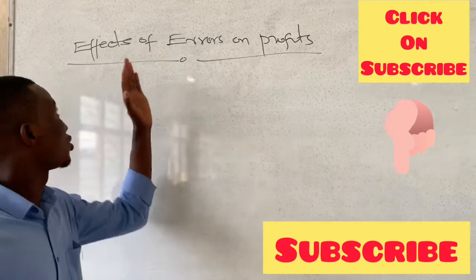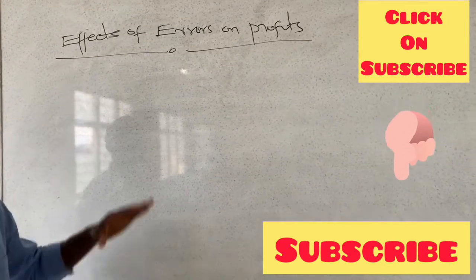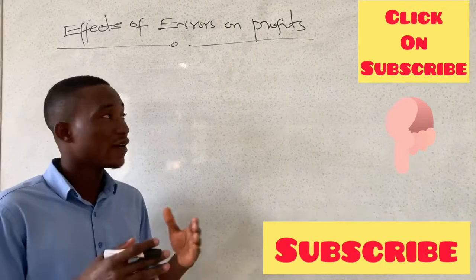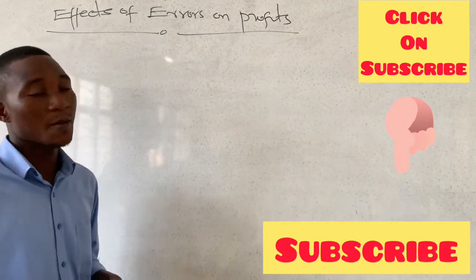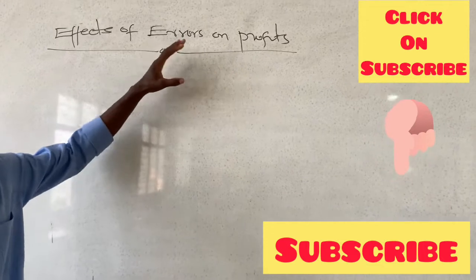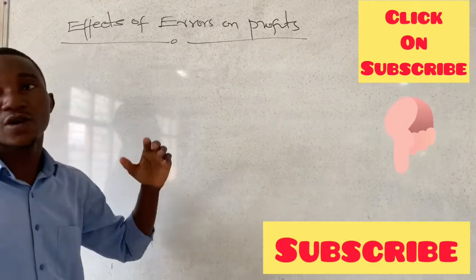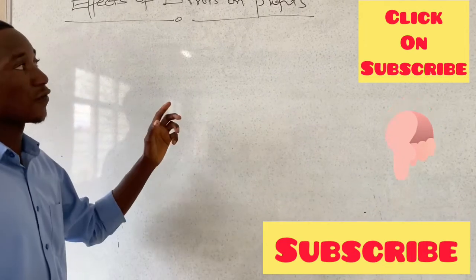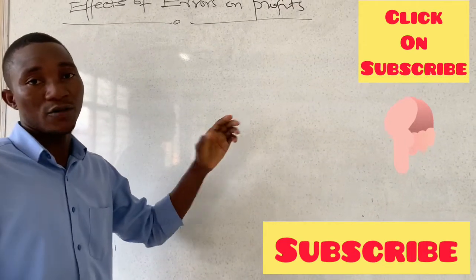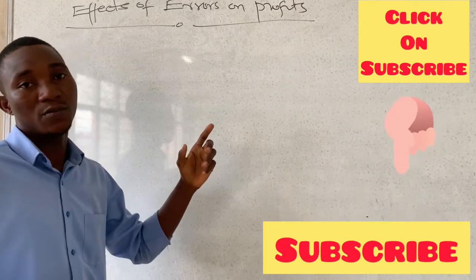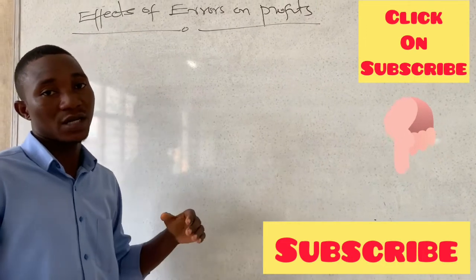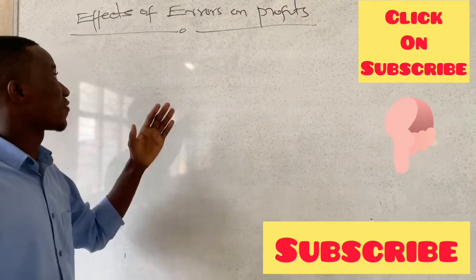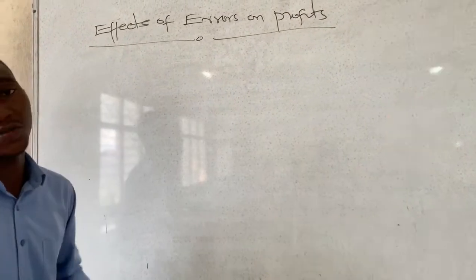Alright, we are going to look at the effect of errors on profits. We all know that errors will definitely have an effect on profits. But before we look at the effect on profit, let's first try to understand what a suspense account is. Because in the correction of errors, we correct the error by the use of the journal proper, by the use of the suspense account, and probably prepare the statement of a corrected net profit. So let's first try to understand what a suspense account is.